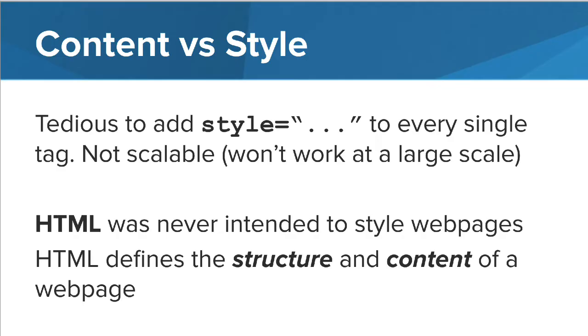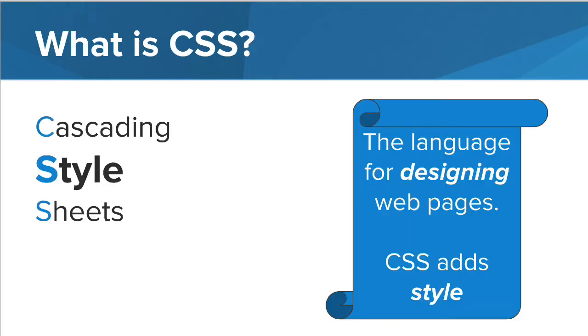Part of the reason for this is that HTML was never intended to be used to style a page. Instead, HTML was designed to define the content of the page. To help define the style, you use CSS. CSS stands for Cascading Style Sheets, and it's the language used to design or style a website. The CSS syntax looks similar to some of the HTML styling, but using CSS offers many more efficiencies.